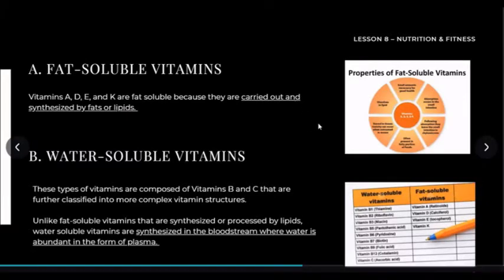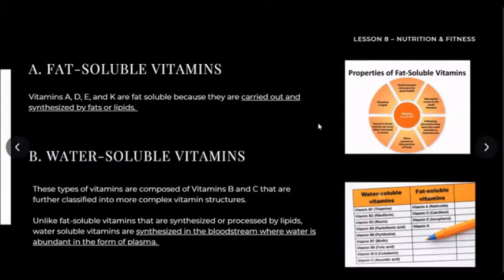Then we have here water-soluble vitamins. This type of vitamins is composed of vitamins B and C that are further classified into more complex vitamin structures. Vitamin B is mostly responsible for cellular metabolism, or how the cells convert chemicals into usable energy. Food sources for this are fish, meat, eggs, and cheese. Of course, there's a lot more.